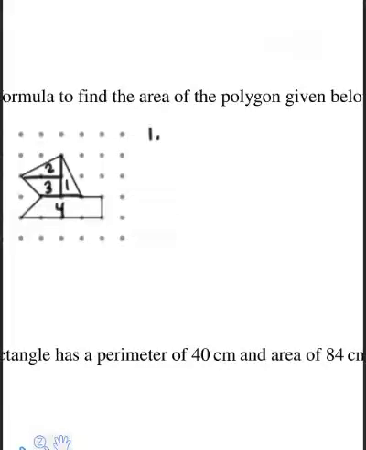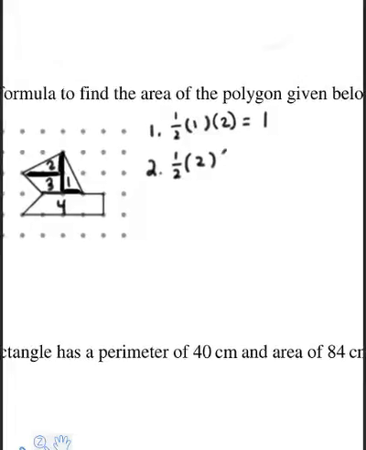So triangle 1 is half of the base. The base here is a unit length of 1, and the height here is the height of 2. That's equal to 1. If we do the second shape, 1/2, we could say this base of 2 and that's height of 1. That also equals 1.